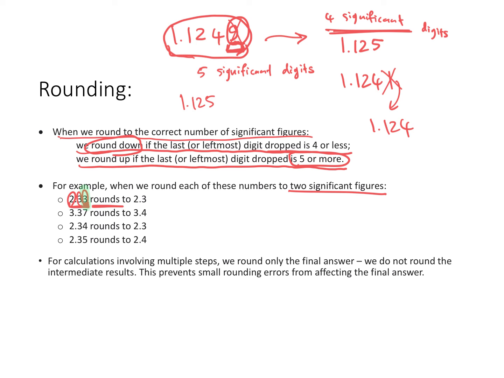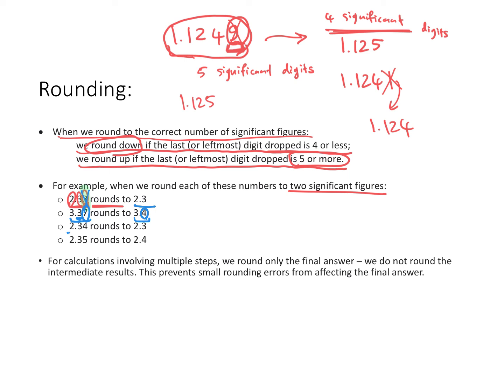Is this number more than 5 or less than 5? Less, right? So we just drop it. So it would be 2.3. But here, is this number more than 5 or less than 5? So we add 1 to this 3. We round up. It would be 3.4. Does that make sense? Any questions?